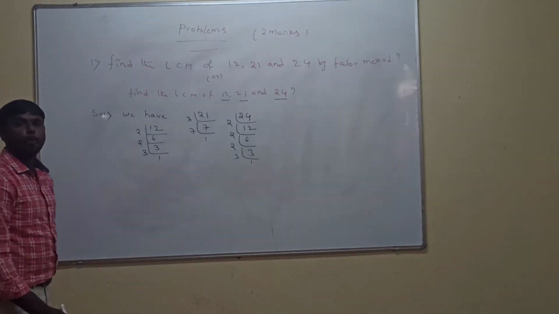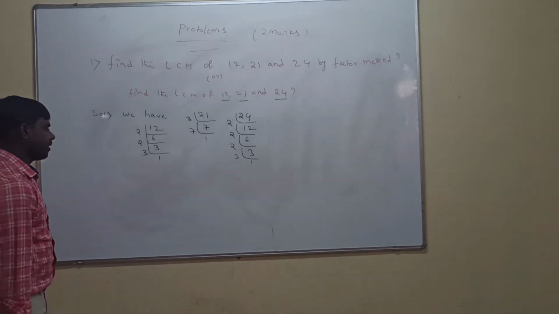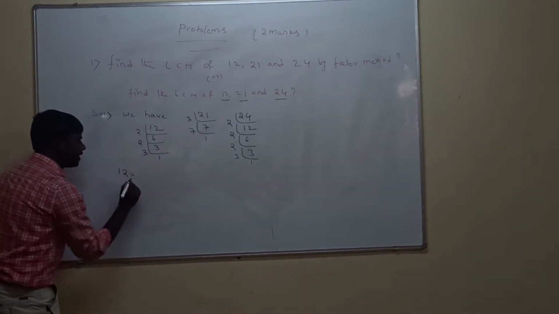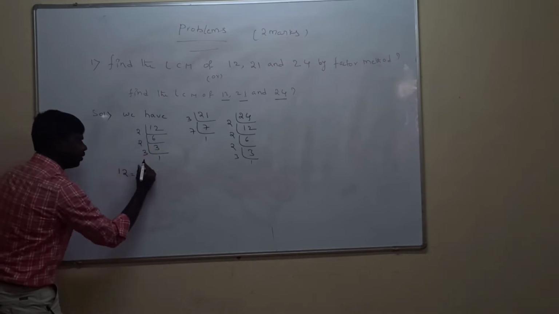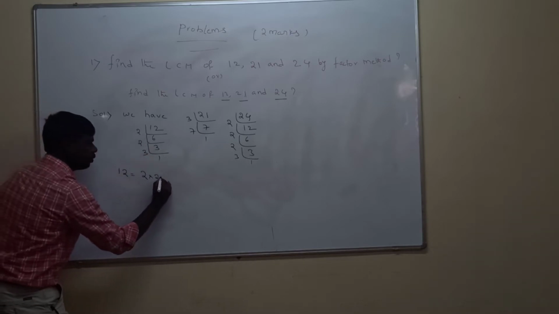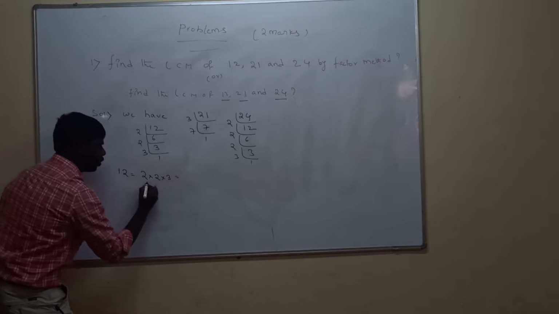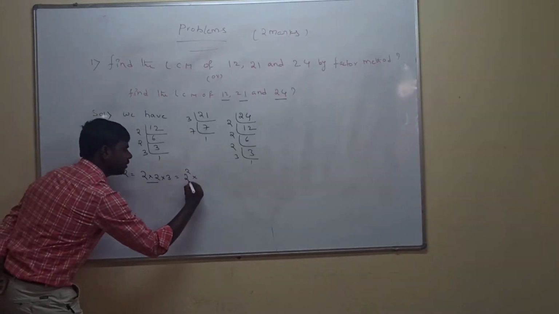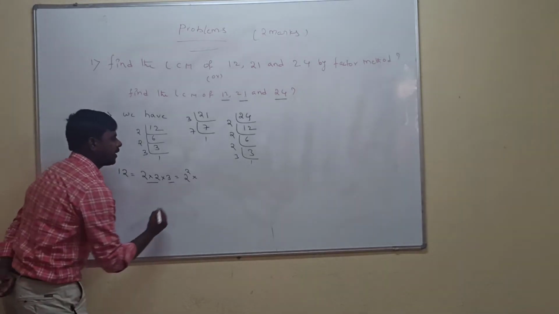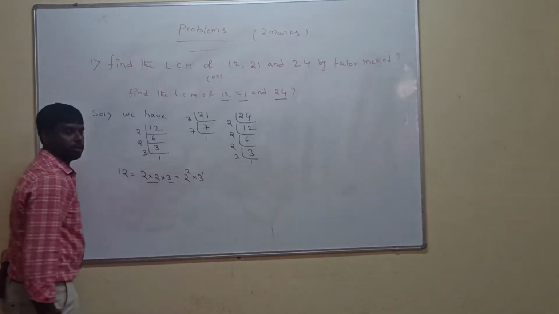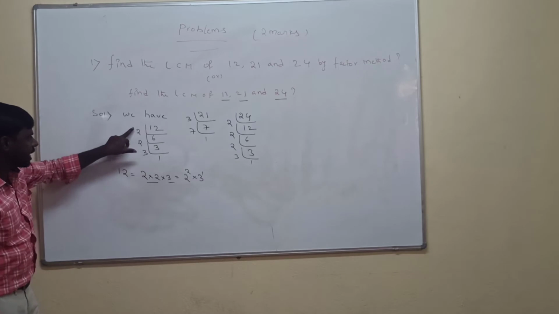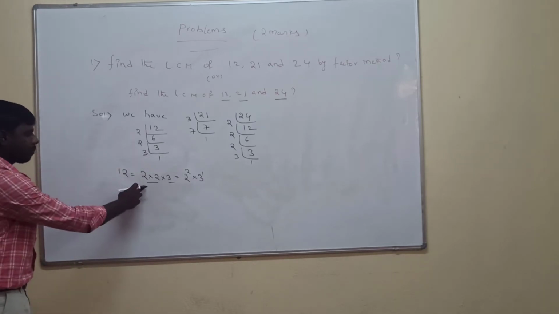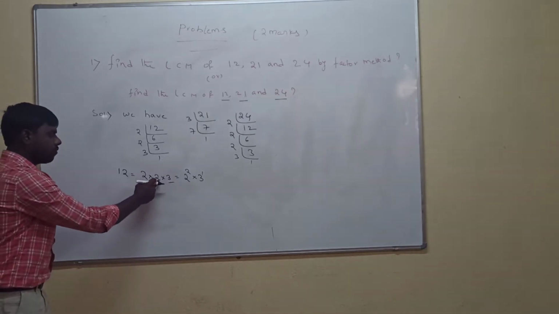Next we write the product of the prime factors. First, which number is that? 12. What are the factors? 2 into 2 into 3. Now, how many times is 2 repeated? 2 times, so 2 square. How many times is 3 repeated? Only 1 time, so 3 power 1. So we express 12 as a product of the prime factors: 2 into 2 into 3.